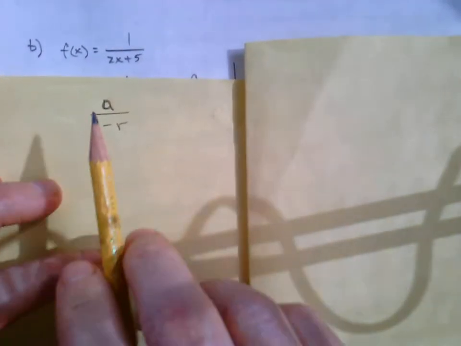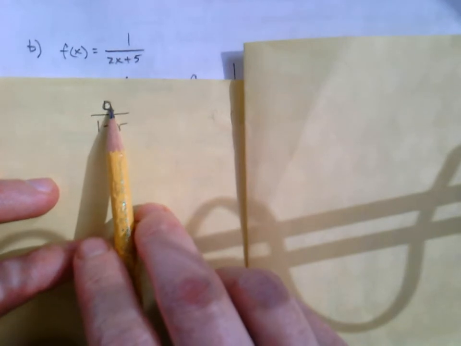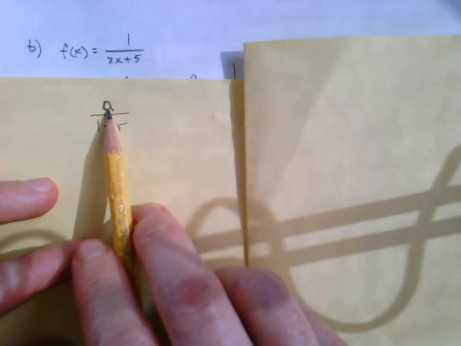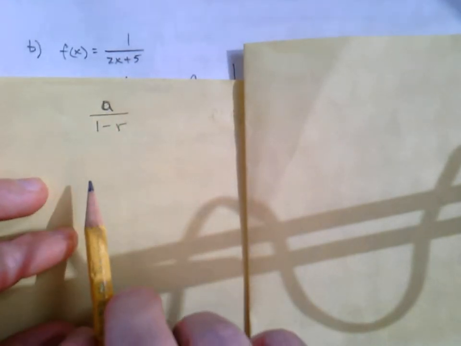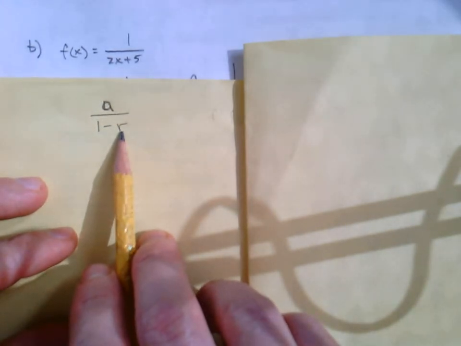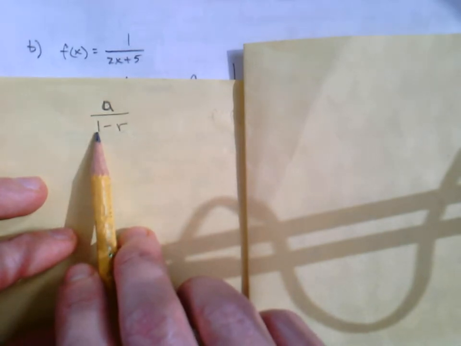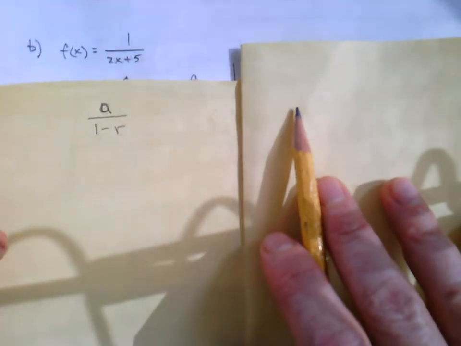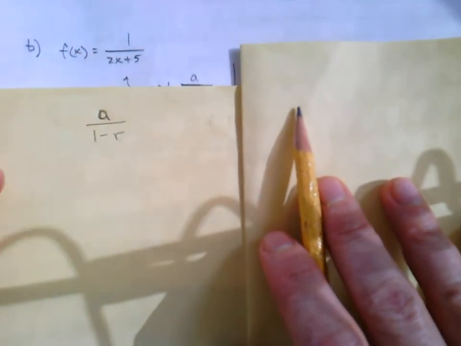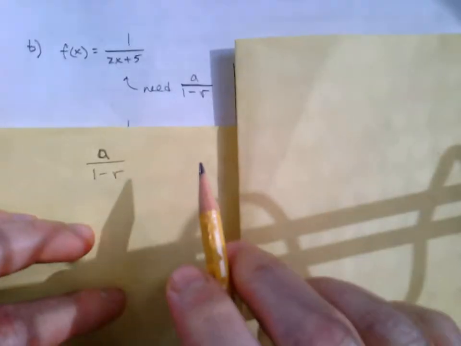Now here's what's cool. A could be a constant. A could have a variable. It could have x in it. That's no problem. R is always going to have the variable x in it, okay? What we really, really need is that 1. That cannot change. We need that 1. So here's what we're going to do. We're really focused on the denominator. Okay, I've got the note right there. I need a over 1 minus r.